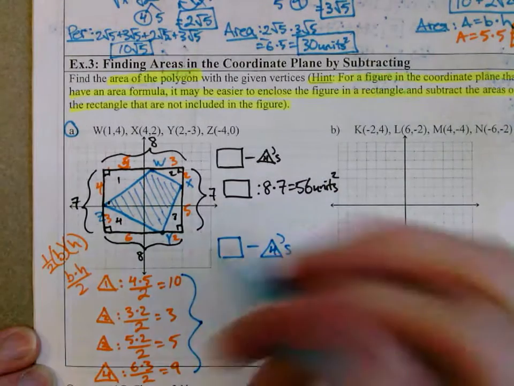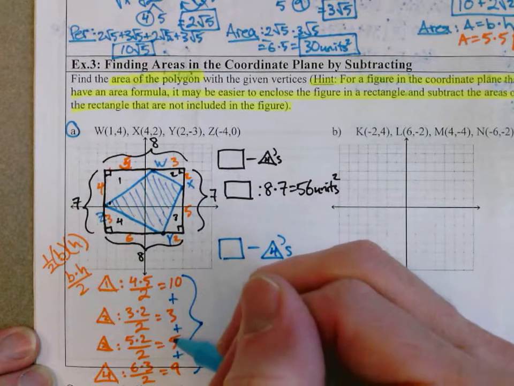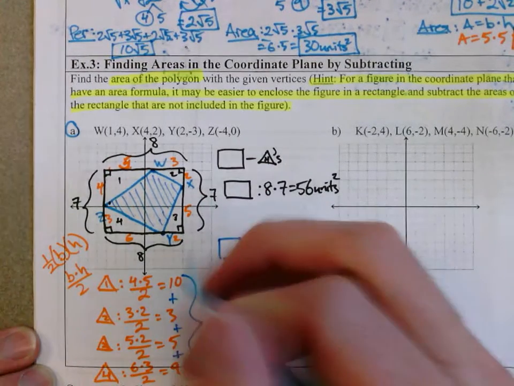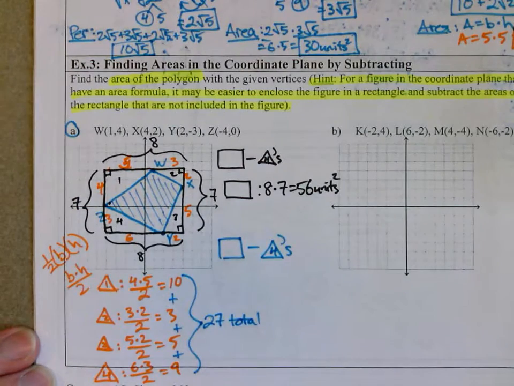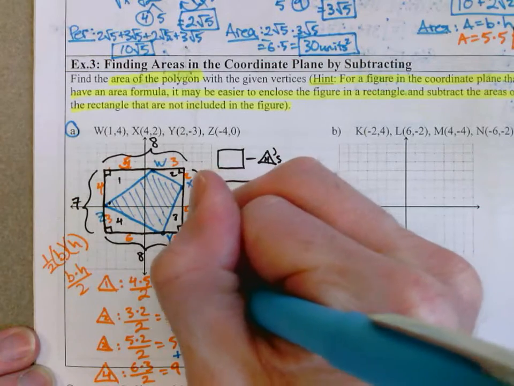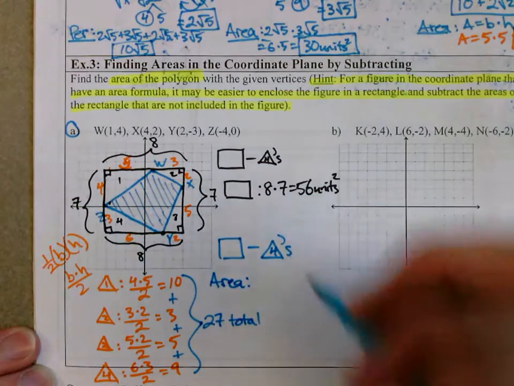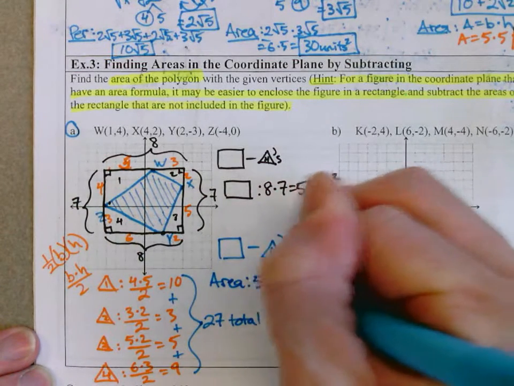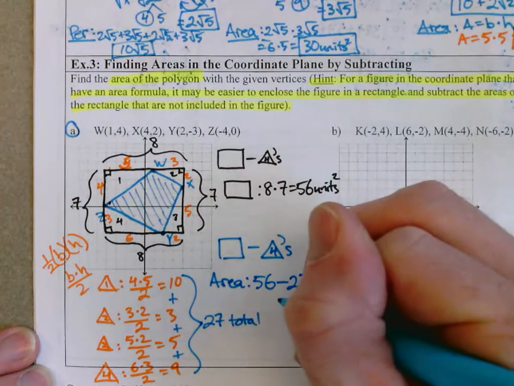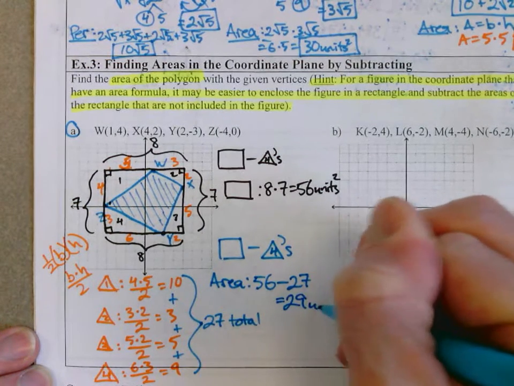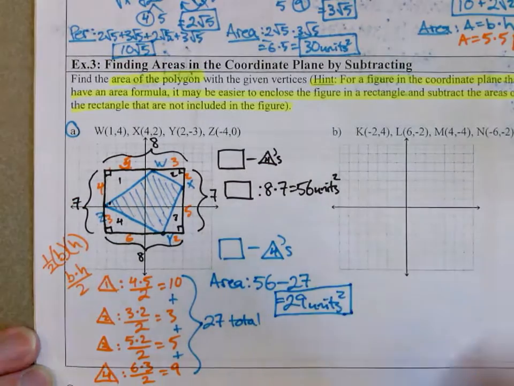The area of my 4 triangles, if I add these 4 values up, 10 plus 3 is 13, plus 5 more is 18, plus 9 more is 27. So our final area of our random 4-sided polygon is going to be the 56 units of the rectangle minus the 27 total units of the triangles, which results in 29 units squared. Woohoo!